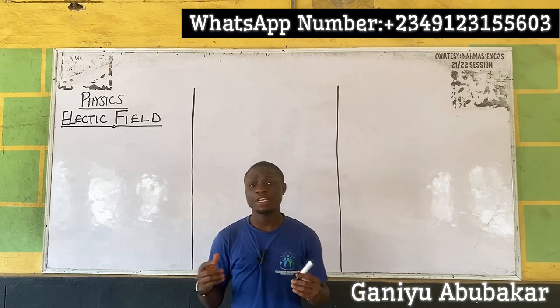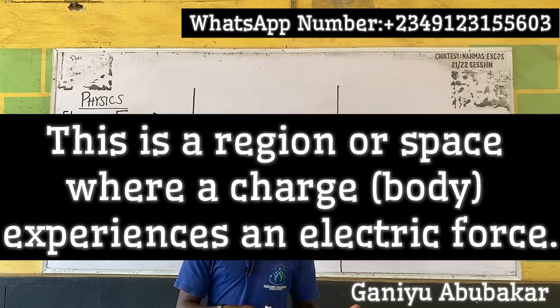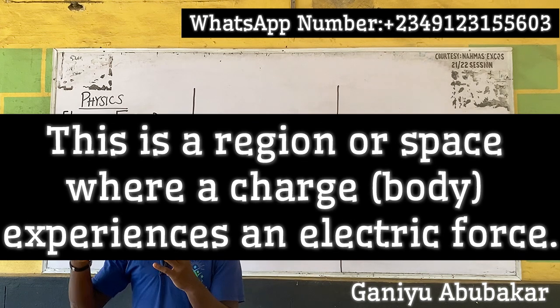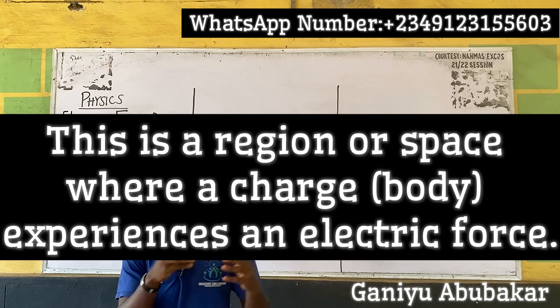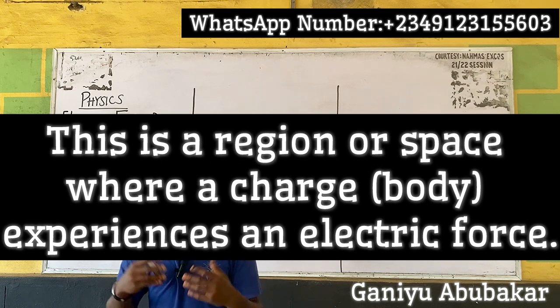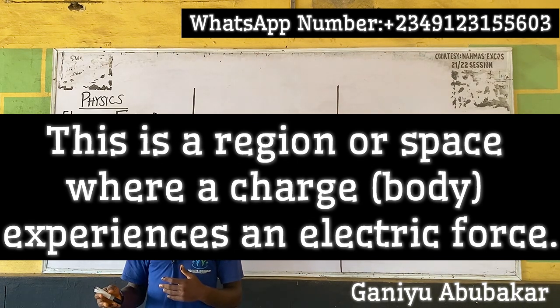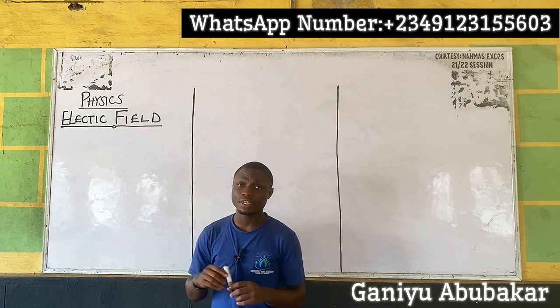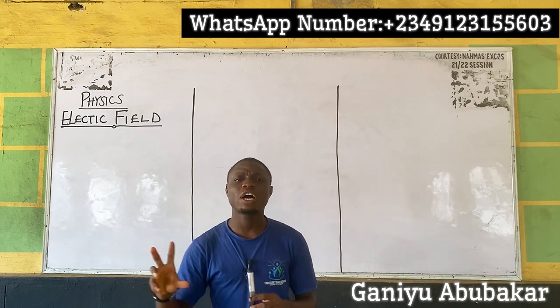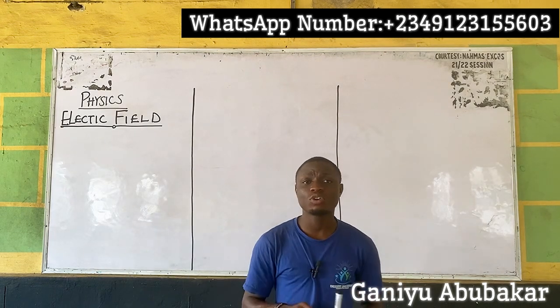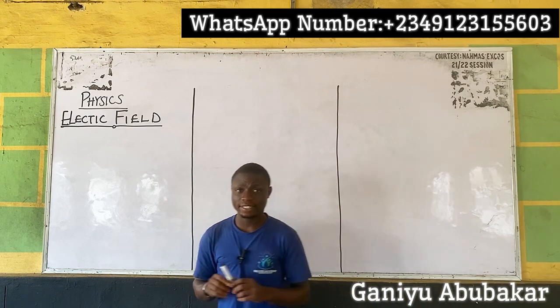So what's electric field by definition? Electric field is simply a region in space where a body or object experiences an electric force. Alright, that's how you define electric field. Let's look at one key important concept called electric field intensity.